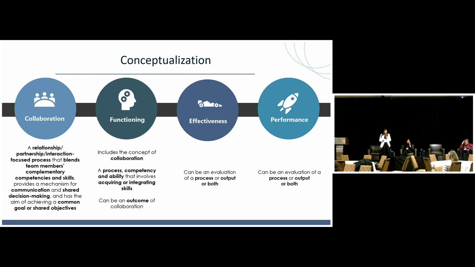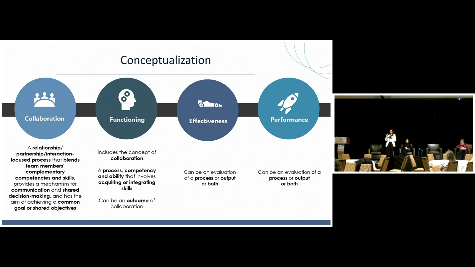So what we did is we then looked at the explicit definitions that were available in the literature, and we tried to tease out what the definitions were. So for collaboration, we found that there were 5 key concepts coming out. That it's a relationship, partnership, interaction-focused process that blends team members' complementary competencies and skills, provides a mechanism of communication and shared decision-making with the aim of achieving common goals and shared objectives. So that was more commonly understood in the literature.